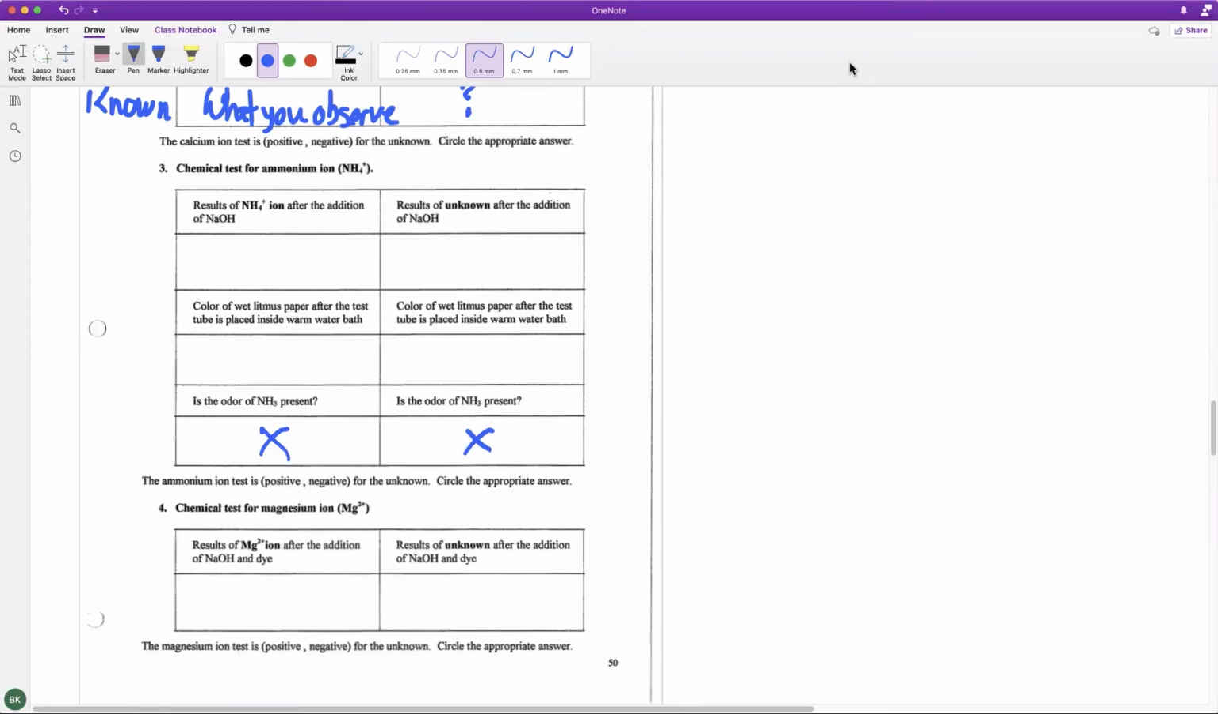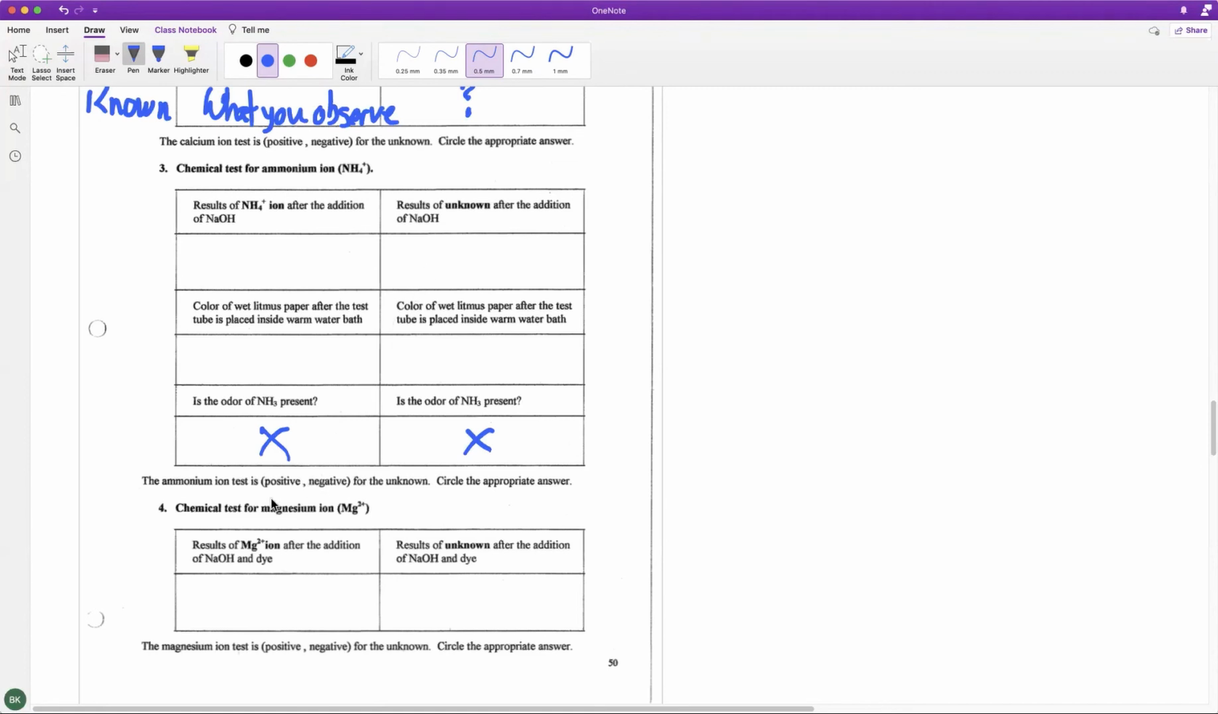The second thing I'm going to be looking for in every one of these tests is, is the test positive or is the test negative? You'll see that on all these tests. The calcium ion test is positive or negative for the unknown. I want you to circle the correct one. So when you see a positive test, you circle that. When you see a negative test, you circle that. Because I'm going to look through and see positive, negative, and compare it to your observations to make sure that it indeed was either positive or negative.